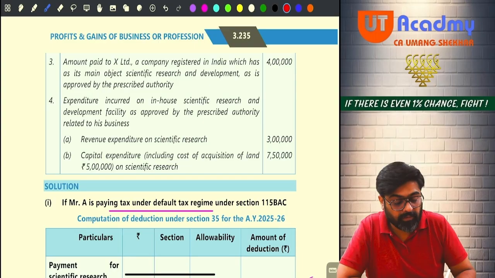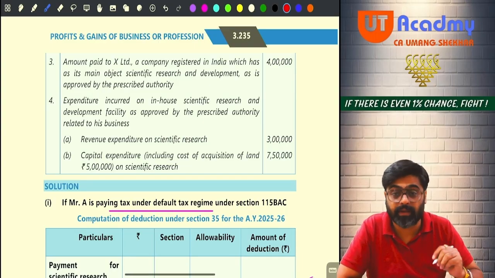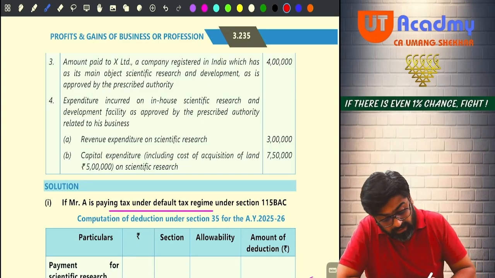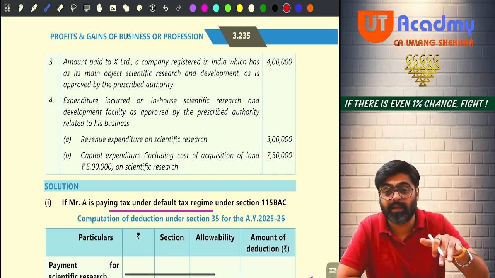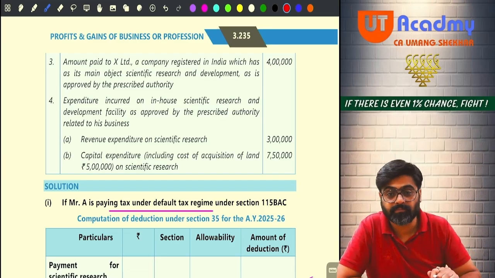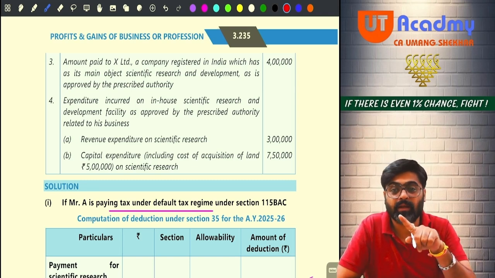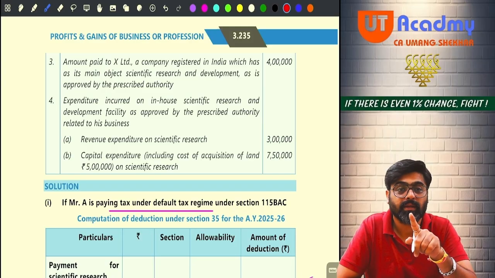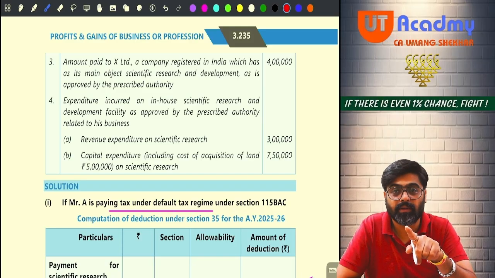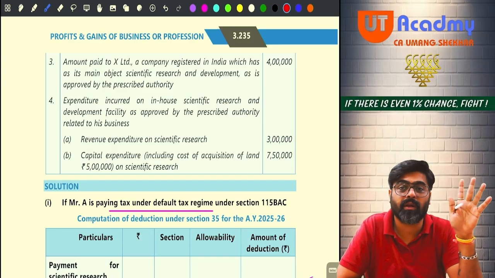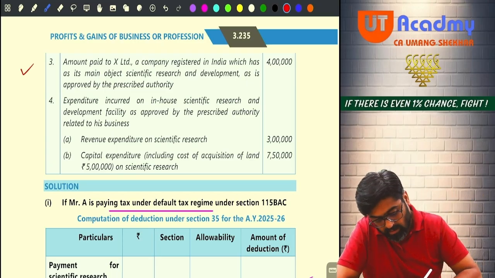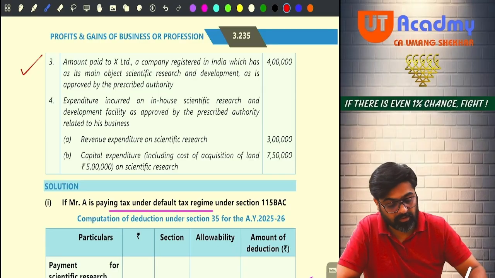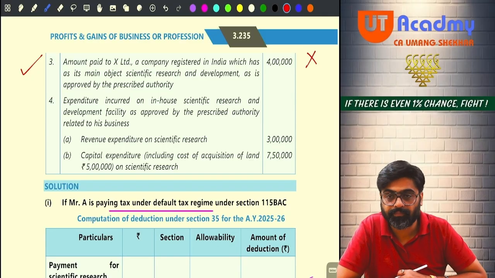Okay, next one. Amount paid to X Limited. X Limited is a company which is registered in India, an Indian company, which has as its main object scientific research and development. Any Indian company with a main object of conducting scientific research and development, if you are making a donation to that Indian company also, that donation will be available as a deduction. But if you are following 115BAC, then it will not be available.